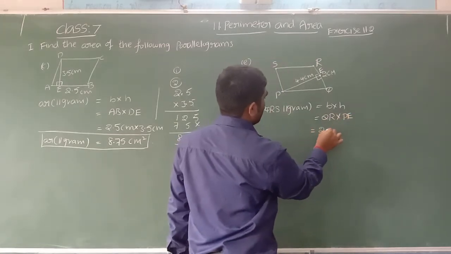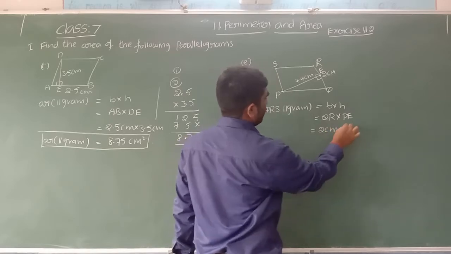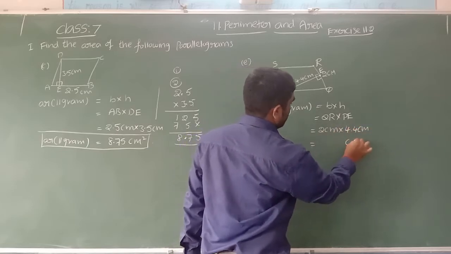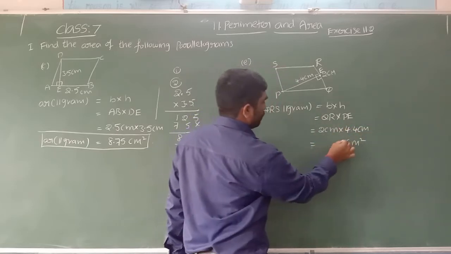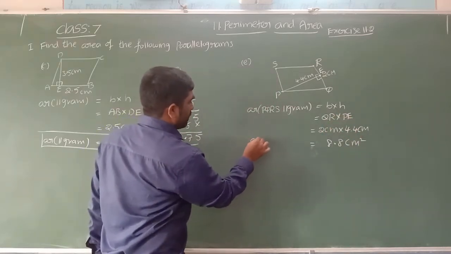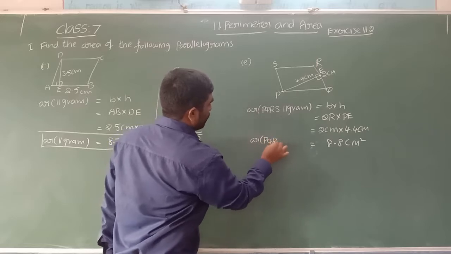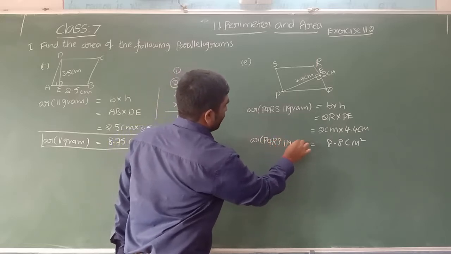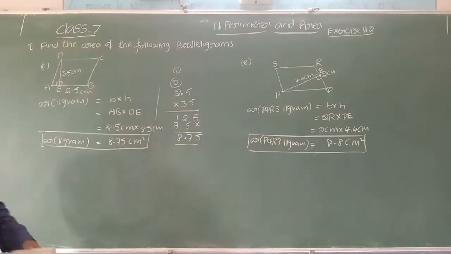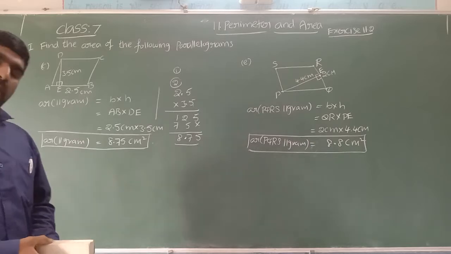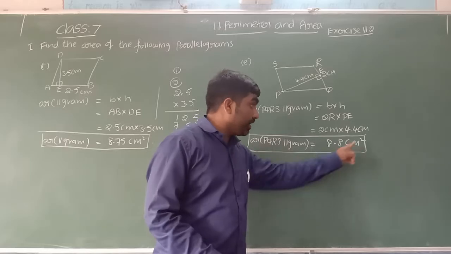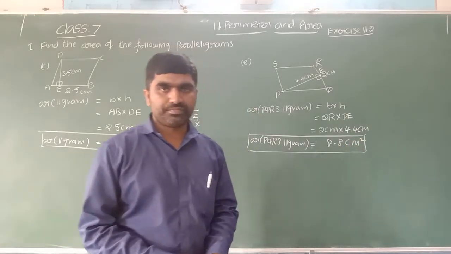So what is QR? 2 centimeters into what is PE? 4.4 centimeters, which is centimeter into centimeter, square centimeter. 4.4 into 2: 2 times 4 is 8, 2 times 4 is 8. So it is 8.8 square centimeters. You can write, area of parallelogram PQRS is equal to 8.8 square centimeters. So like this you can find the area of a parallelogram by using base into height, and you can observe here the unit of area is square centimeter.